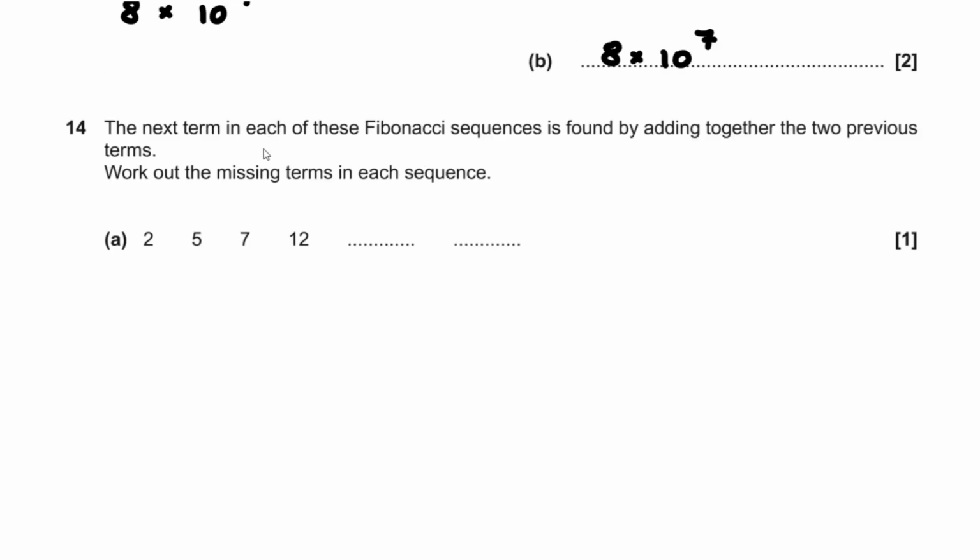Question 14. The next term in each of these Fibonacci sequences is found by adding together the two previous terms. You have to work out the missing terms in each sequence. I've got 2 plus 5, which is 7, 5 plus 7, which is 12, 7 plus 12, which is 19, 12 plus 19 is 31.